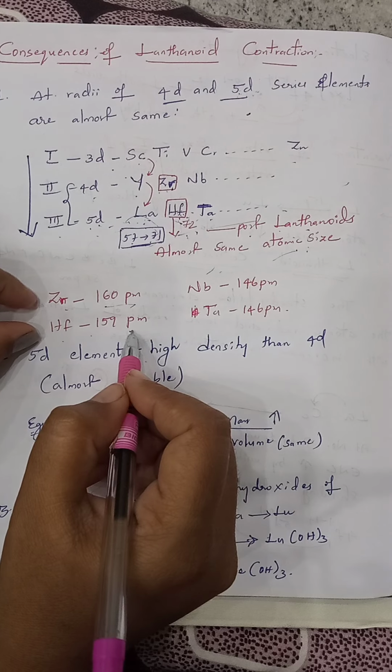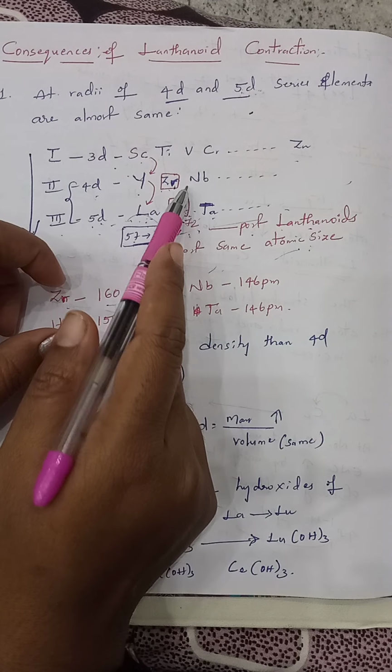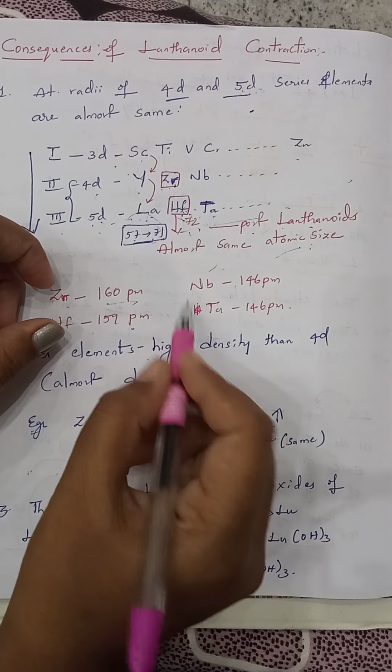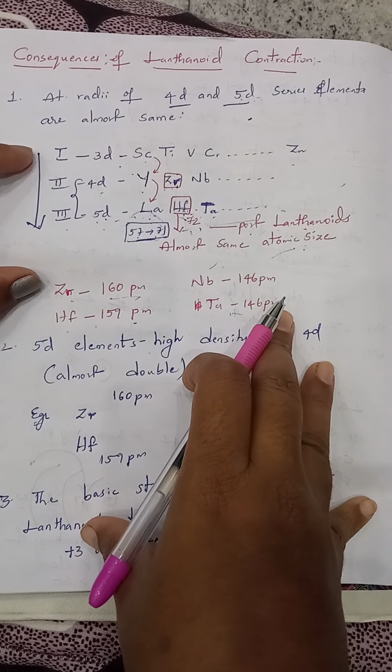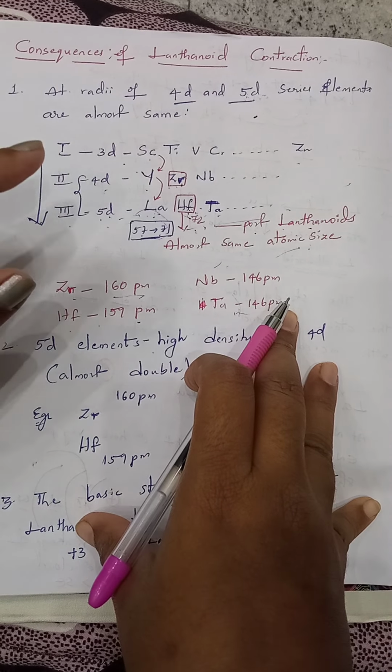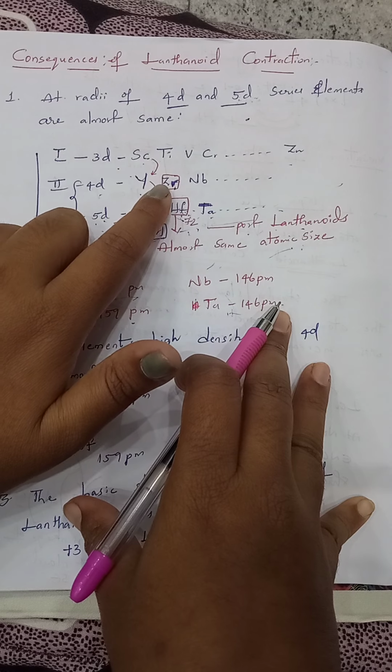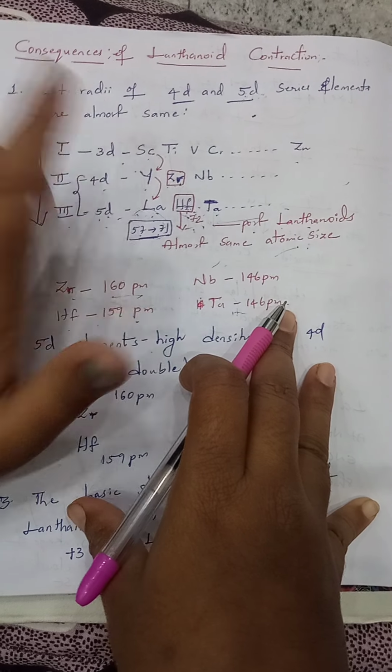That is almost the same. Similarly, the next two elements, niobium and tantalum, also have the same atomic radii, that is 146 picometers. Understand? So that is the first consequence of lanthanide contraction. Due to lanthanide contraction, the atomic radii of 4d and 5d series elements are almost the same.